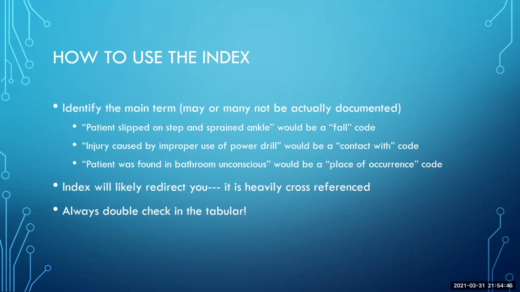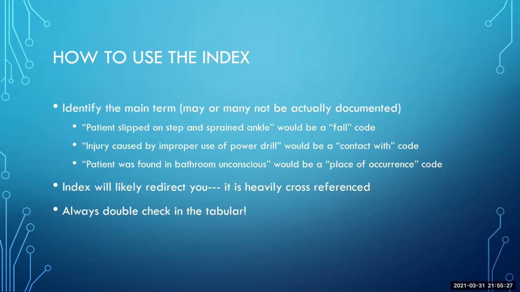Injury caused by improper use of power drills. So we don't know if they were burned or if they had some kind of laceration or whatever. That's going to be a contact with code. So we know that they had some contact with a power drill that resulted in an injury. So the code will be most likely in the contact with category, and then the subterm is going to be with tool or with power tool, or maybe it's tool with power drill. They might get that specific. You want to get as specific as possible, but sometimes you can't, and so you might just have to do a more general contact with a tool. But I do believe in this circumstance they have power drill in there.